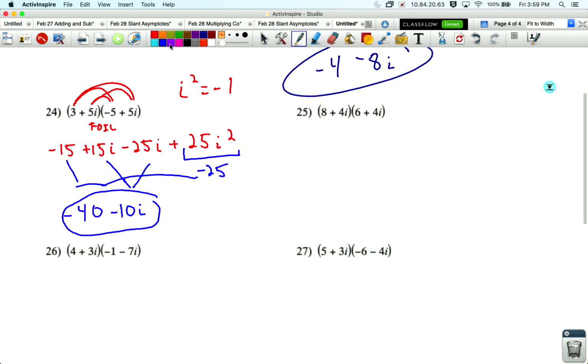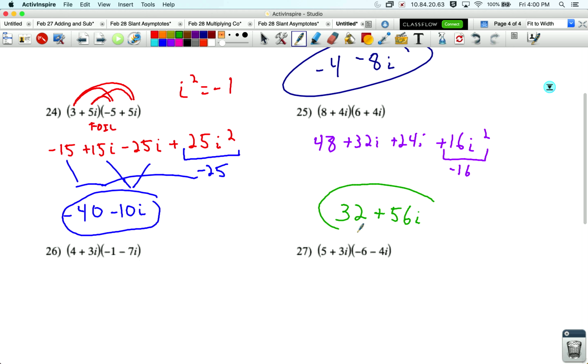Let's look at 25. So first gets me a 48. Outside gives me a plus 32i. Inside gives me a plus 24i. And last gets me a plus 16i squared. But that there becomes a minus 16. Combine like terms, we get a 32 plus 56i.